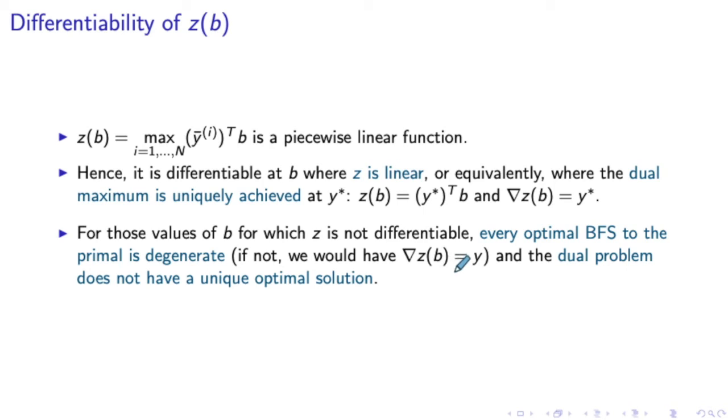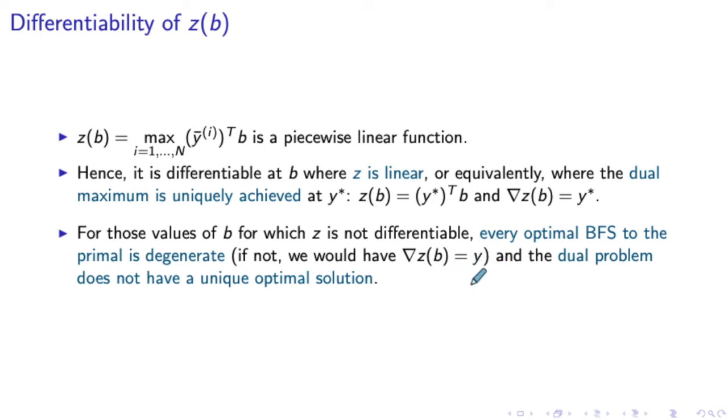How about the case of non-differentiability? In this case, actually, it can be shown that the subgradient of z of b is going to be equal to the set of optimal solutions for the dual.